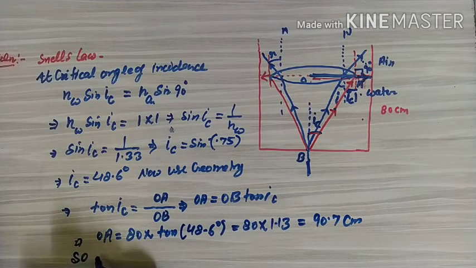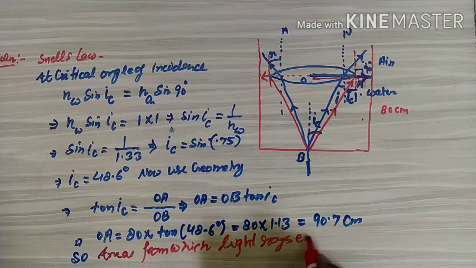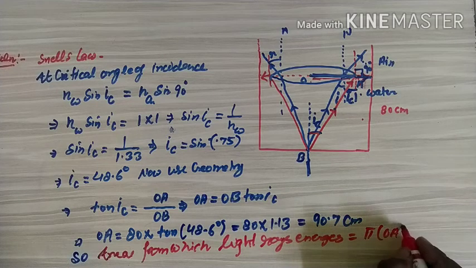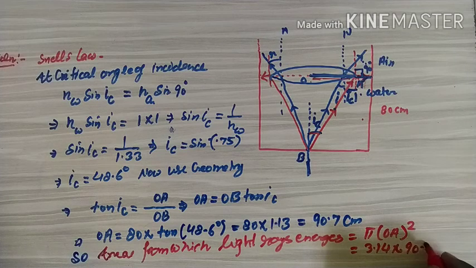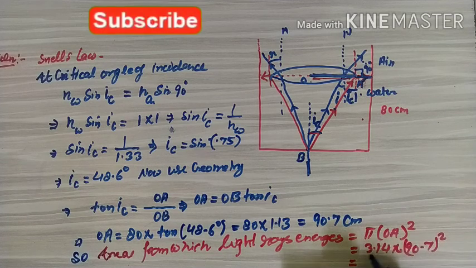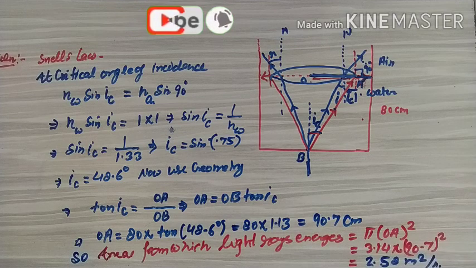So the area from which light rays emerge and are seen is pi r square, pi OA square. So students, the pi value is 3.14, OA is 90.7 squared. So you calculate that, then find the area is 2.58 meter square. So students, this is a very simple question.